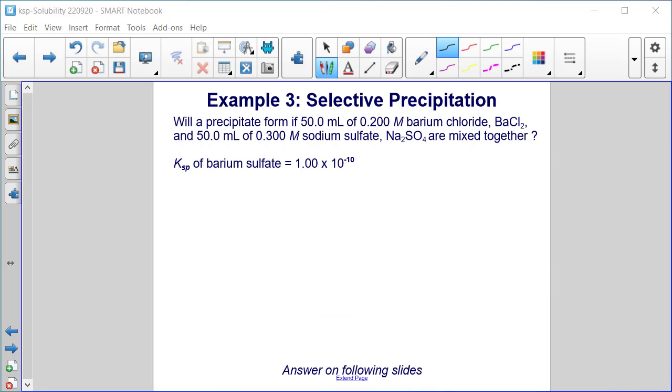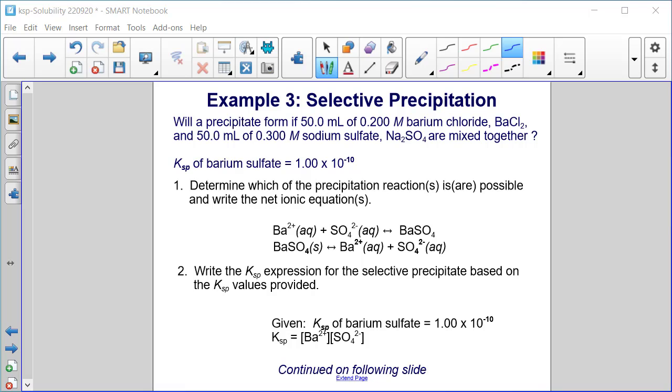Example 3, selective precipitation. Will a precipitate form if 50 milliliters of 0.200 molar barium chloride and 50 milliliters of 0.300 molar sodium sulfate, Na2SO4, are mixed together? The Ksp of barium sulfate is 1.00 times 10 to the minus 10.